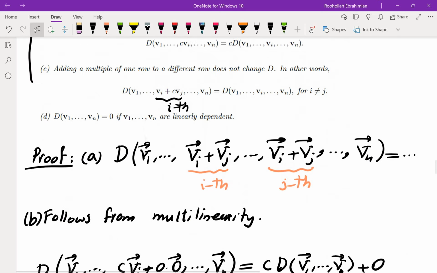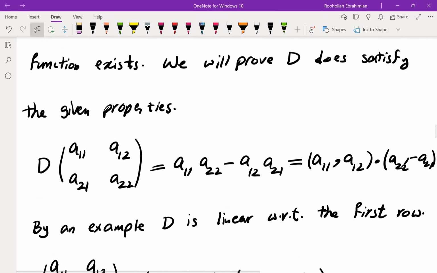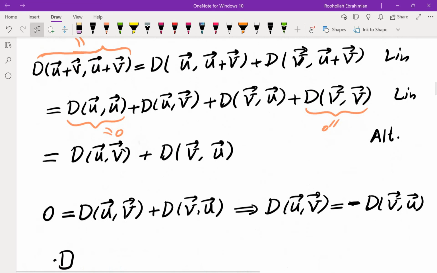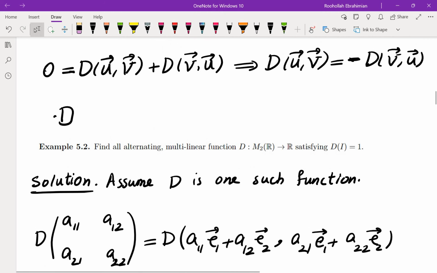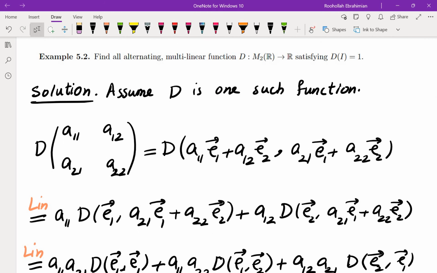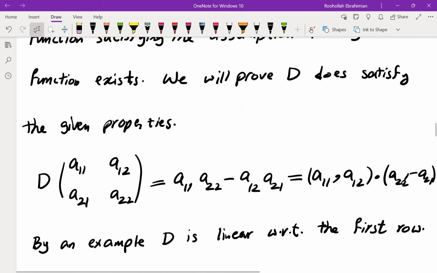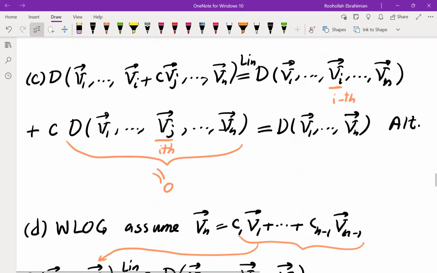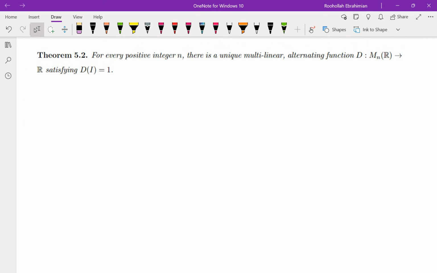If you go back and look at the example that I did earlier, we did this example of 5.2. Find all multilinear and alternating functions that satisfy d of I equals 1. Why do we assume that d of I equals 1? Because if you're trying to define volume, one thing that you cannot do is just rely on those properties. Because, for example, d of everything equals 0 is also a function that satisfies all of those properties.